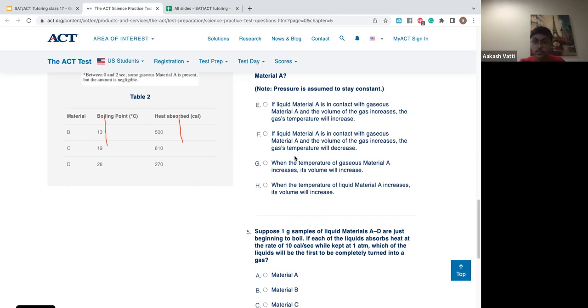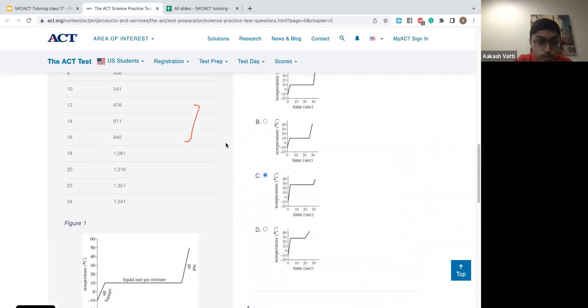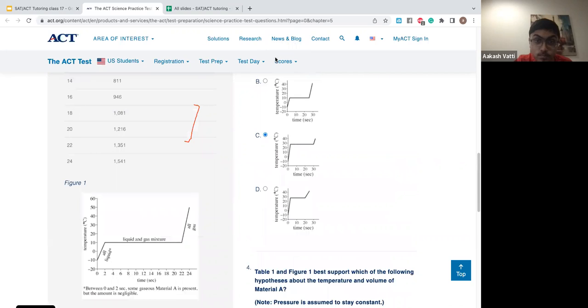G works because when the temperature of gaseous material A increased, its volume increased. When it became all gas, which is between 22 and 24, the volume also increased. Therefore, I believe G is the right answer.